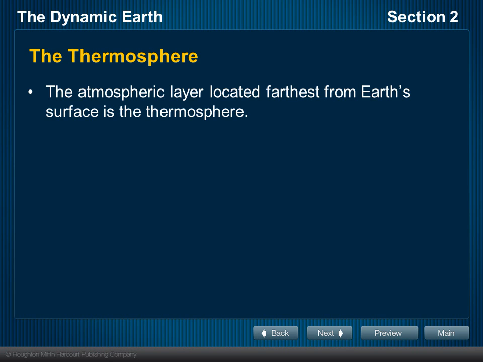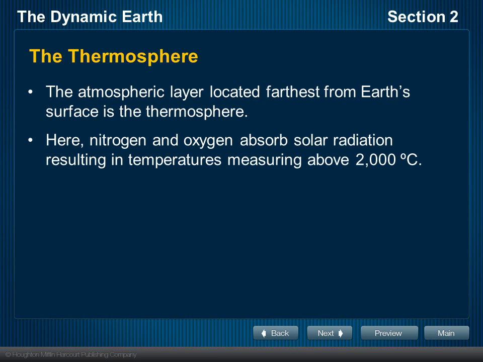And this brings us to the thermosphere. This is the layer of the atmosphere located farthest from the Earth's surface. It is where nitrogen and oxygen are present, and they absorb the solar radiation because they are closest to receiving that solar radiation unhindered.